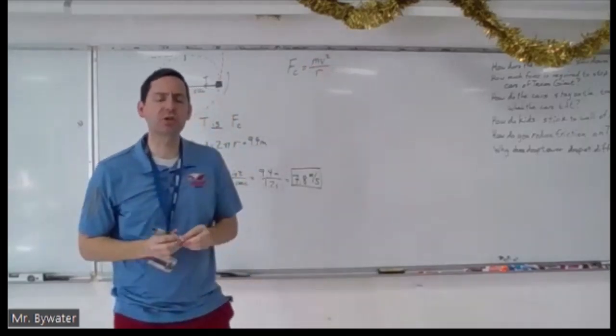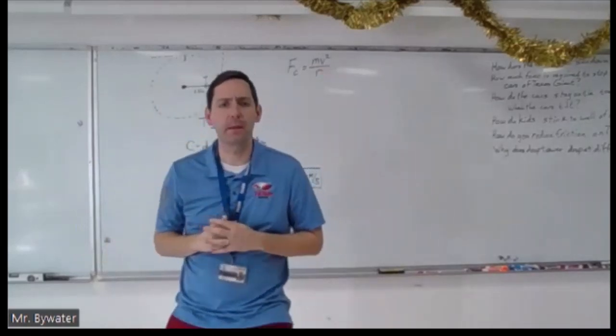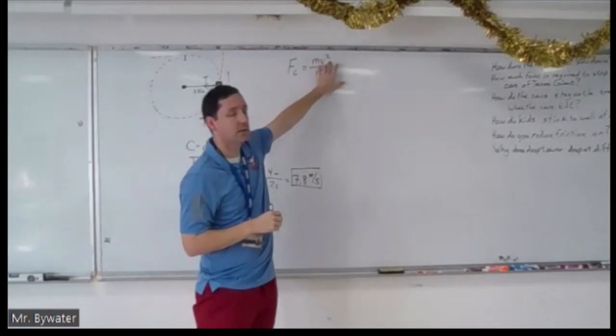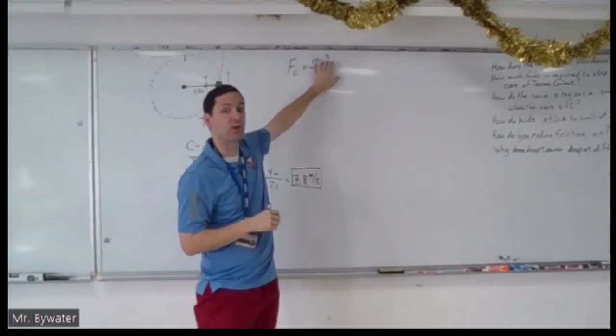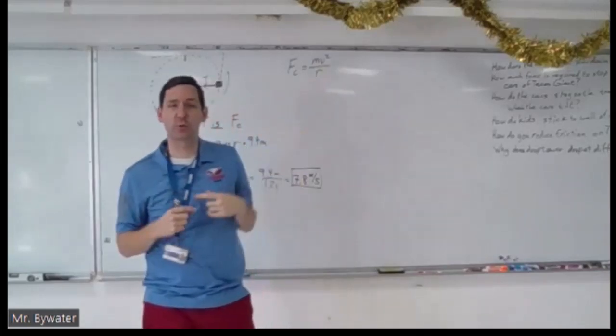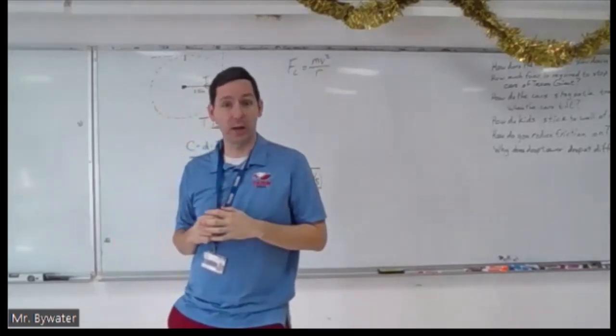Okay, now you've seen most of those variables before. Centripetal force is equal to the mass of the object times the velocity squared, or the speed. We're going to use speed here, and then divided by r, which is the radius of the circle that the object is going in. All right.